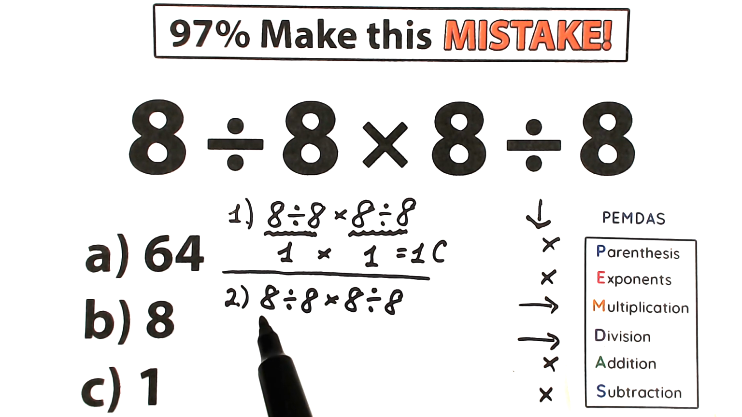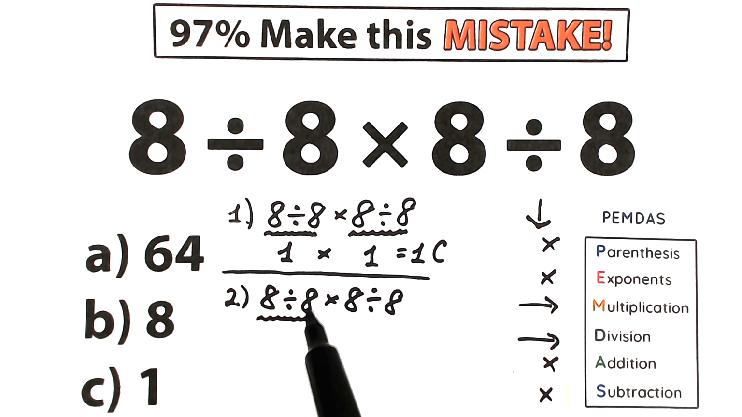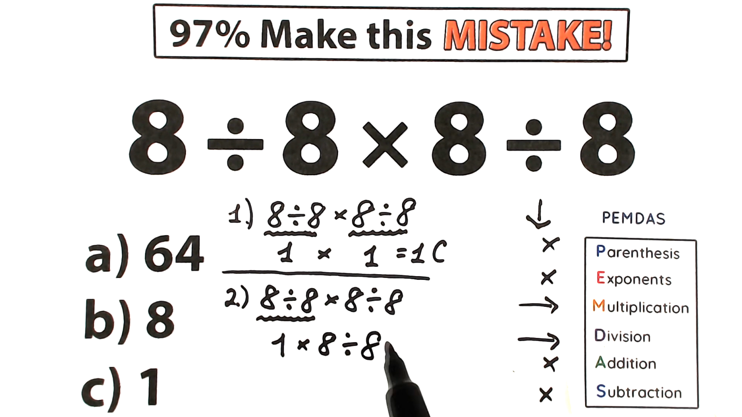3 signs, and we should scan what is the first sign from left to right. Okay, so right here we have division. This is the first sign from left to right, so we should start from this division. 8 divided by 8 gives us 1. Absolutely the same step as before. Okay, so right here 1 times 8 and divided by 8.